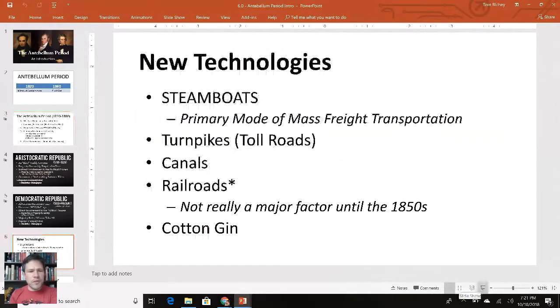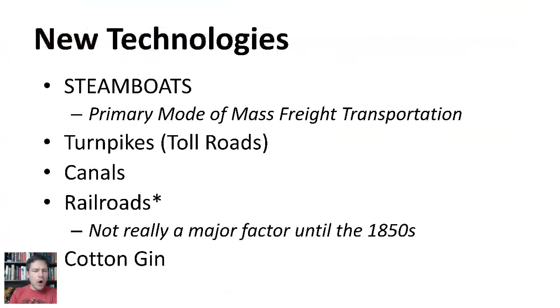All right. So the new technologies that are coming out here are steamboats become the primary mode of mass freight transportation. Now, before that, people would put their crops onto barges, and you can only go downriver with those. Steamboats can also go upriver. So that's one of the new technologies that's happening here.